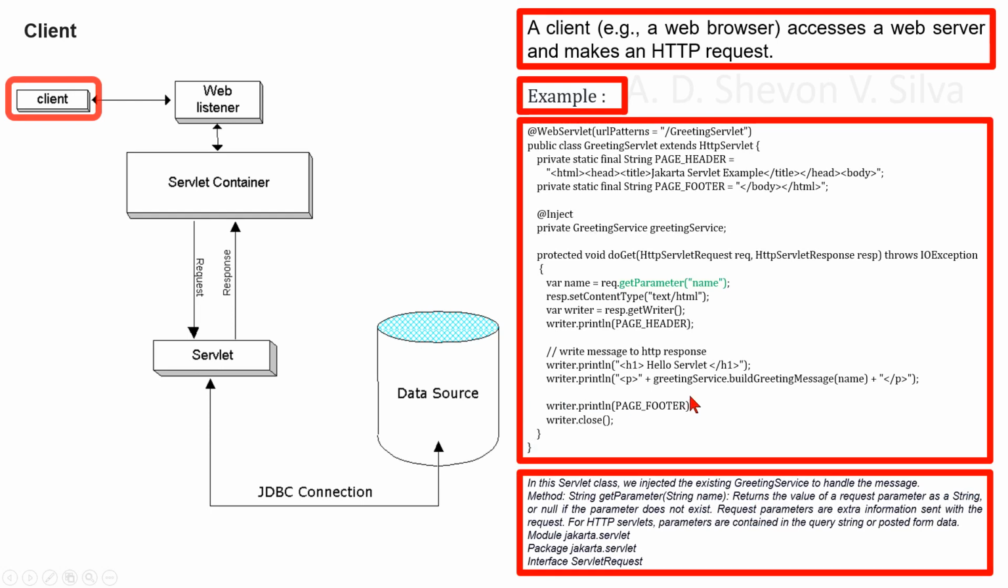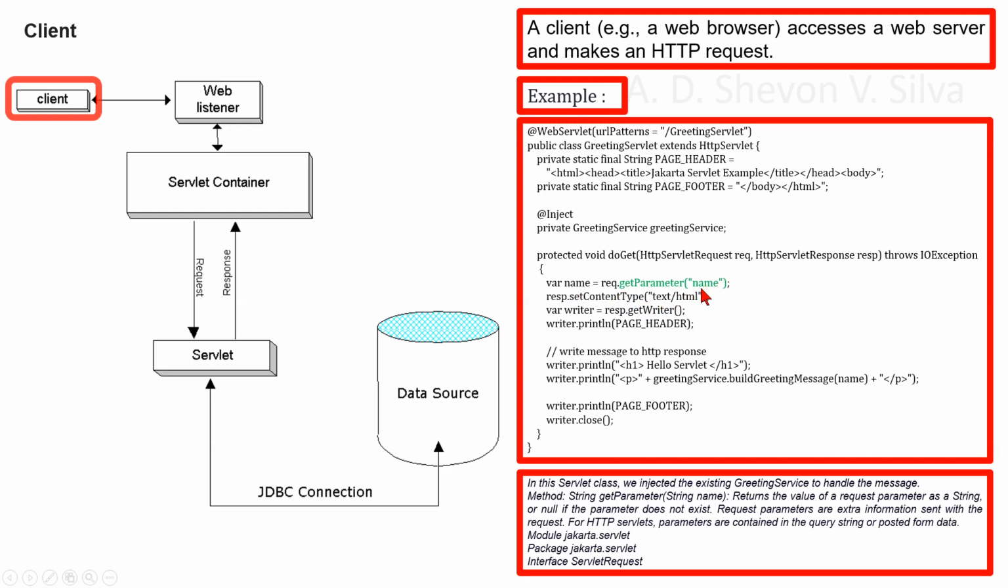As an example, we can consider this. In this servlet class, we injected a greeting service to handle the message here, and you can see here the method String getParameter(String name) returns the value of a request parameter as a string, or null if the parameter does not exist.